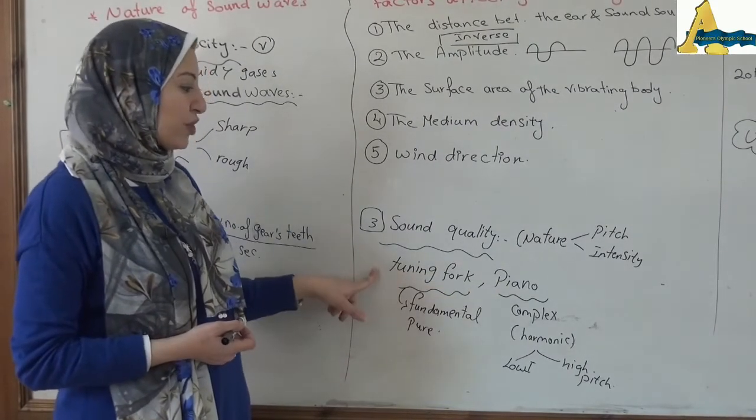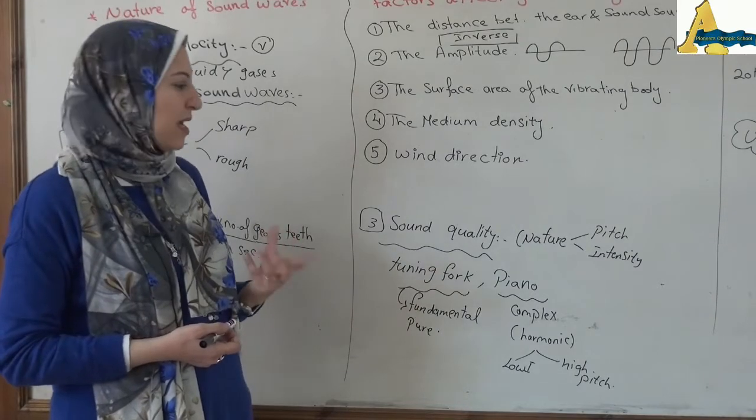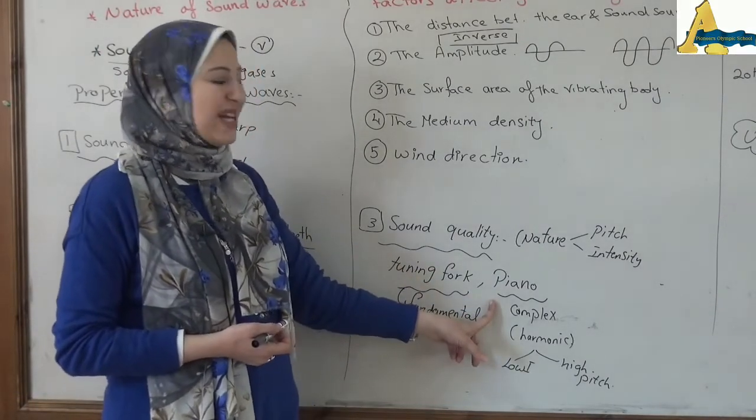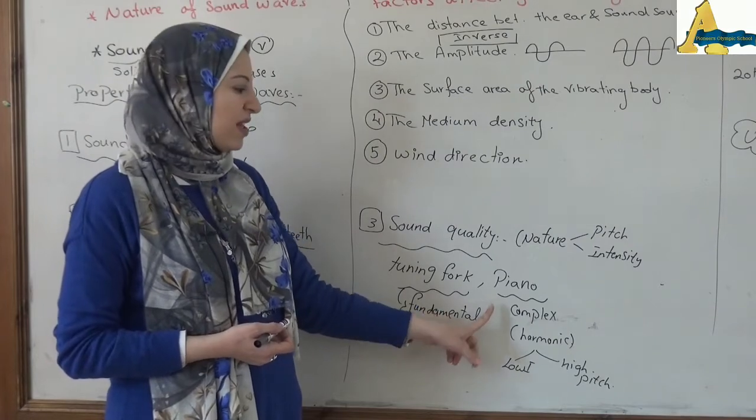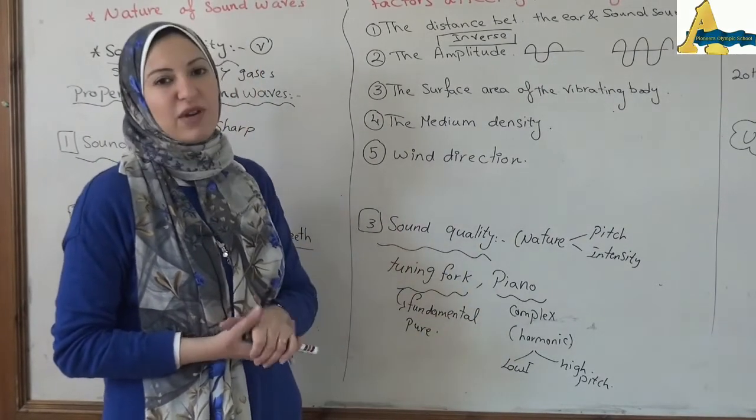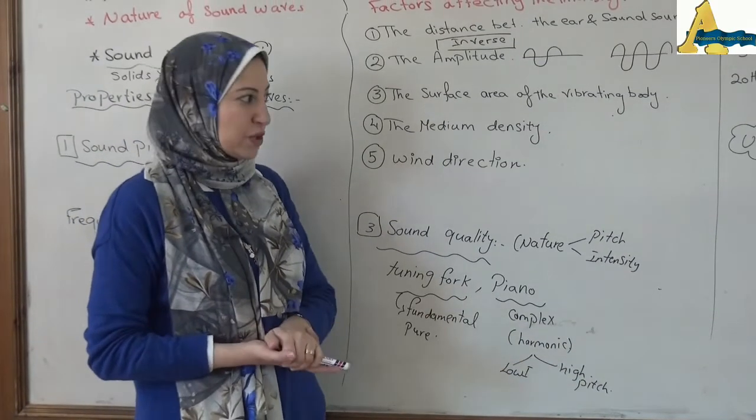Why? Because the tone produced from the tuning fork is known as fundamental, which means that it's a simple pure tone. But that which is produced from the piano is known as complex, which means that it's harmonic. It's formed of a fundamental tone associated with other harmonic tones that are lower in intensity and higher in pitch.